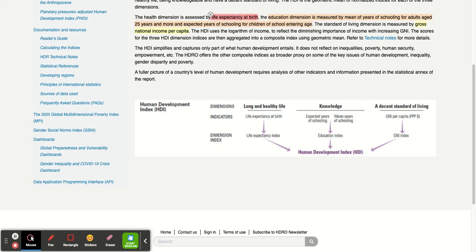It's a really good indicator because it combines a number of separate indicators and gives a far more accurate picture of how well people are going in that particular country. So that is the Human Development Index.